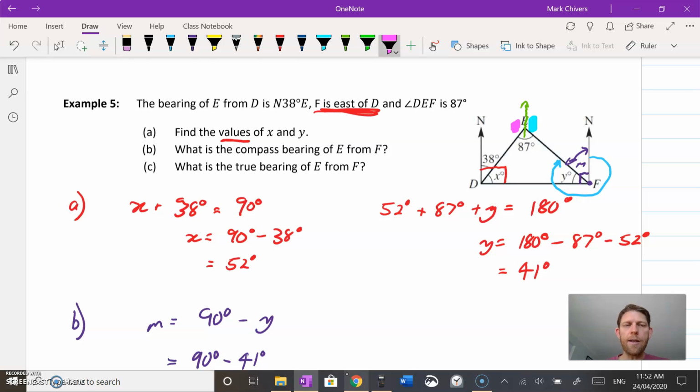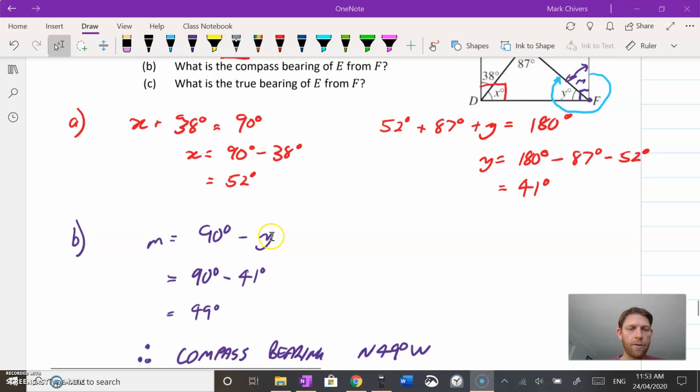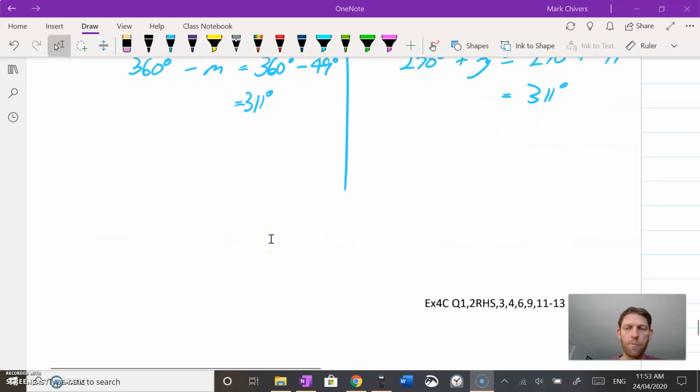So if you're asked a bearings question where there is no north line there, you can always add a north line as long as it's parallel to the other north lines that are in the question. And that will get us through bearings. Good luck with all of that, and tomorrow we'll head into some stuff that you probably haven't seen before.